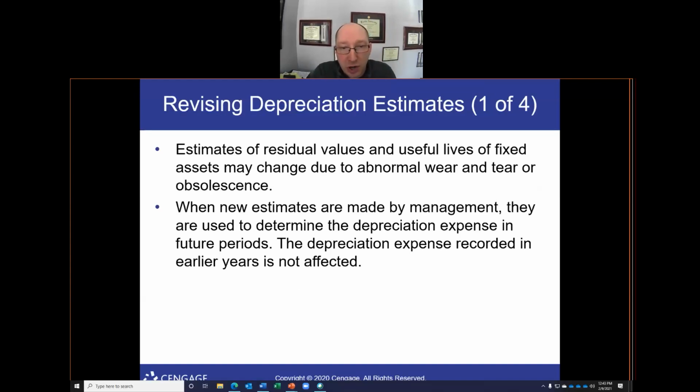Revising depreciation estimates. Earlier, Pavle asked a question. The question was, what if I make a major repair? For example, if I replace the engine in my forklift, I am essentially extending the useful life of that forklift. And so therefore, I will need to revise my depreciation estimates for those future years.